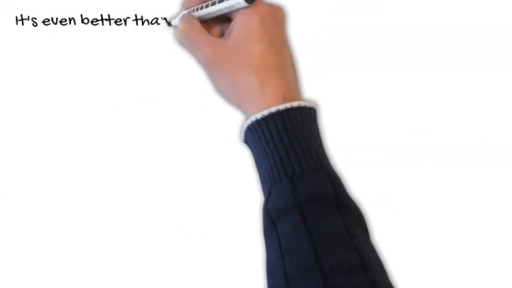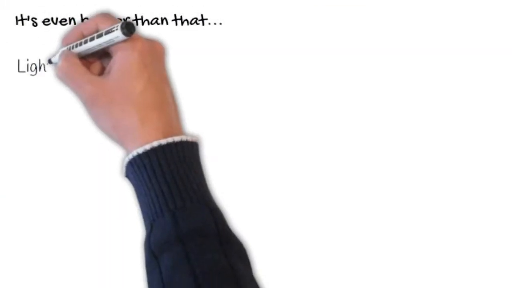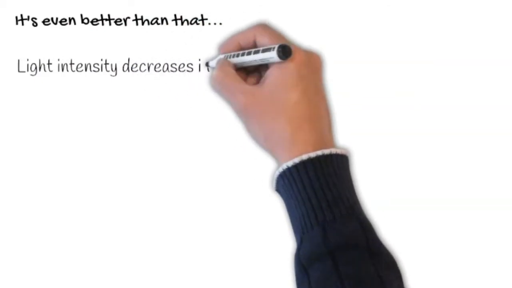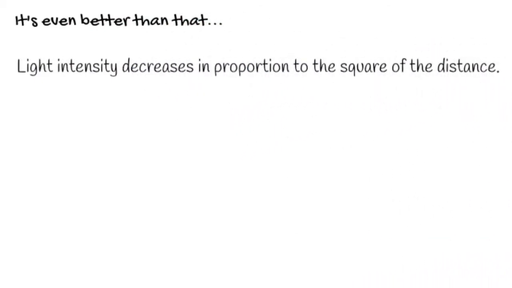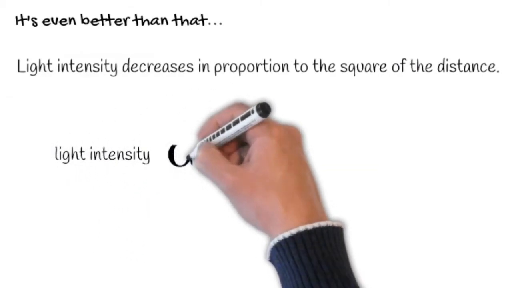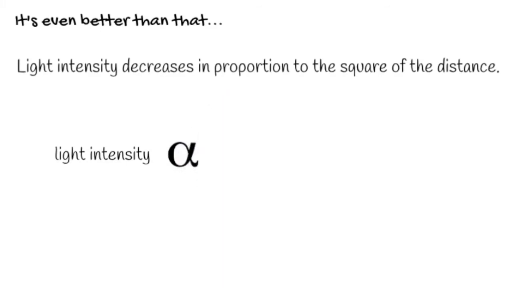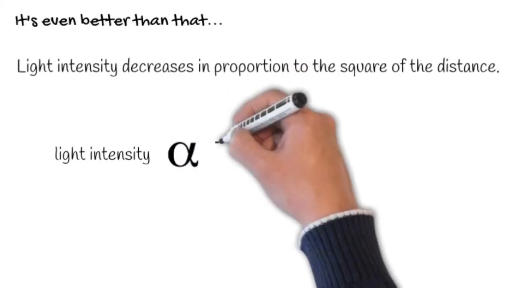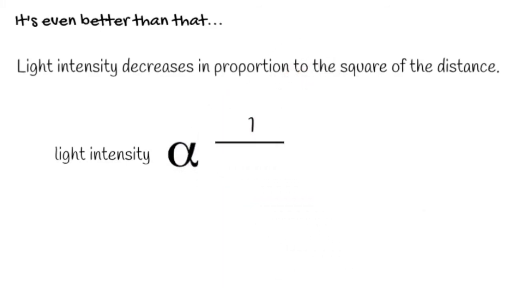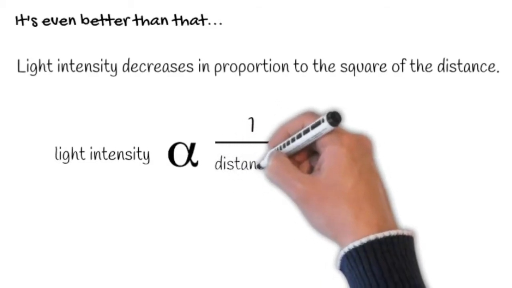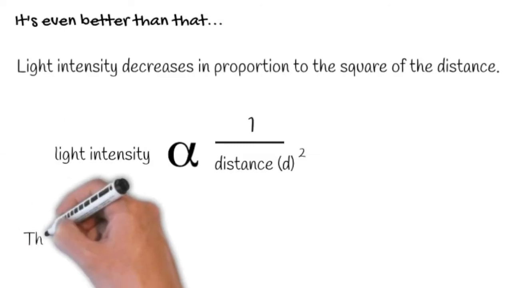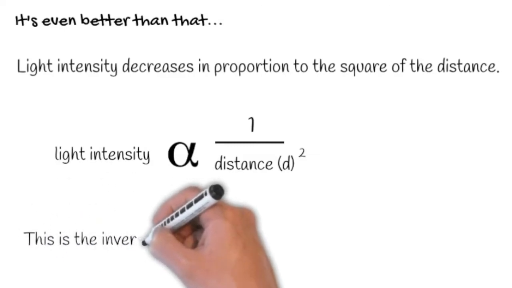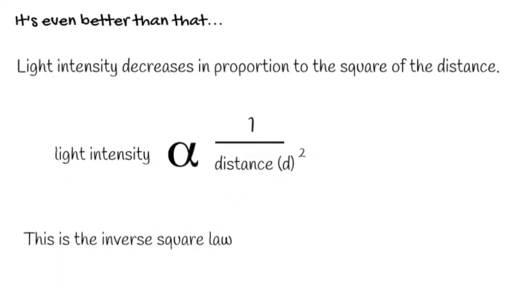Now, it's even better than that. Actually, light intensity decreases in proportion to the square of the distance. In other words, we can write it as light intensity is proportional, that's what this symbol here means, to 1 over distance squared, or 1/d². Now, this here is what we call the inverse square law.